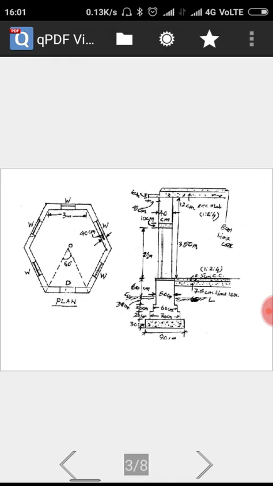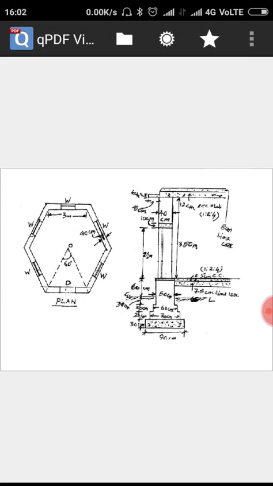This is the figure of the hexagonal room. One figure represents the plan of the hexagonal room, and the second figure represents the cross section. The plan shows the hexagonal section of the room. It contains one door and 5 windows. The thickness of the wall is 40 centimeter.